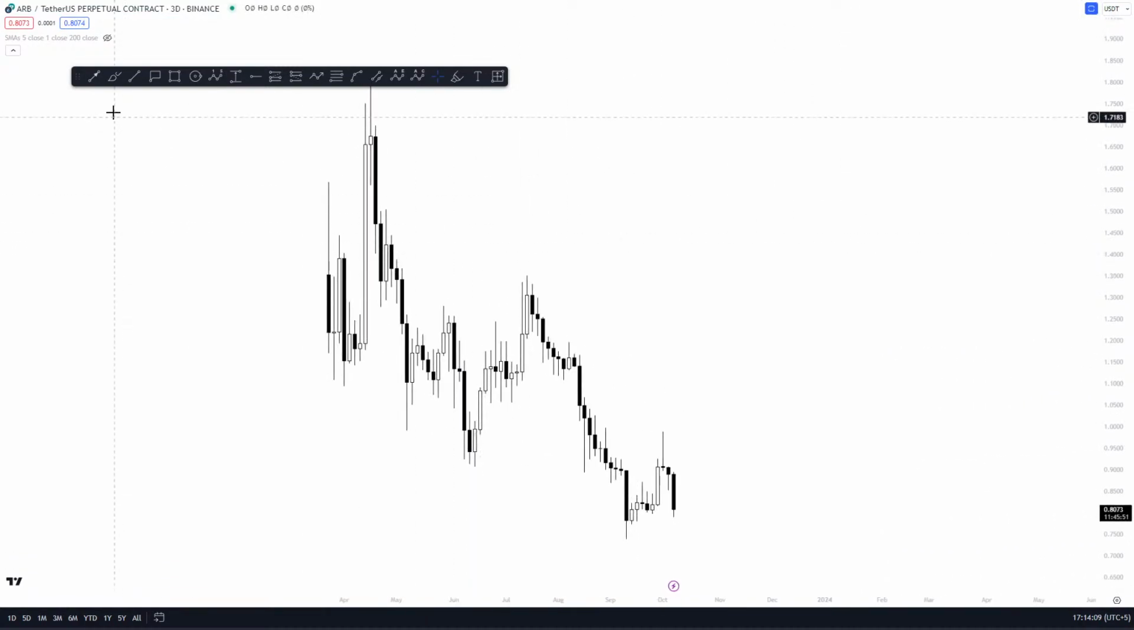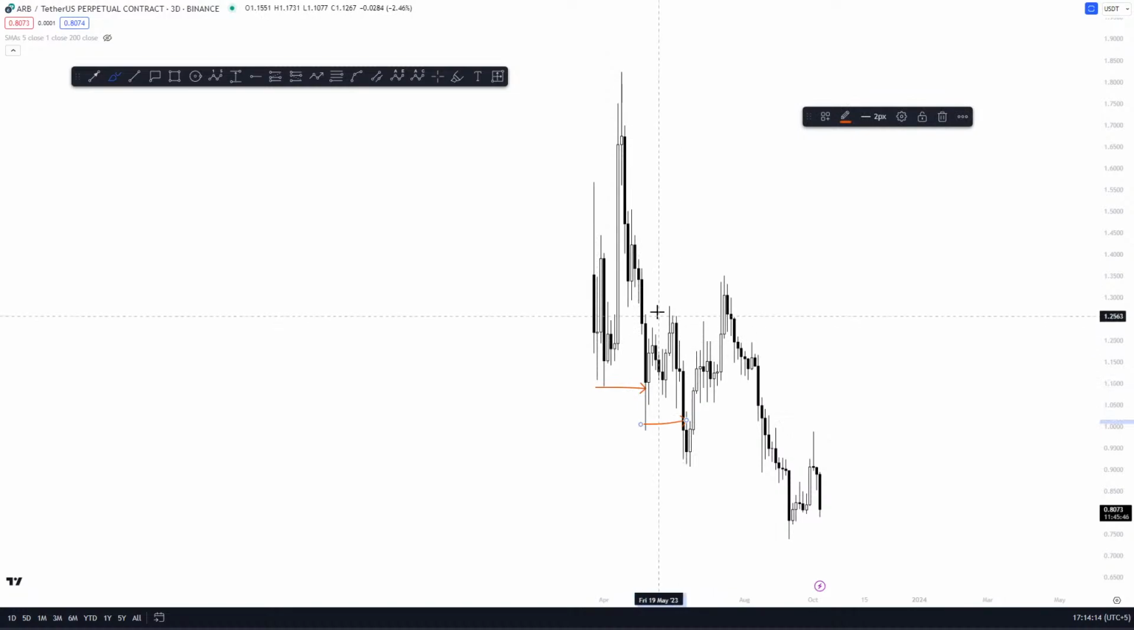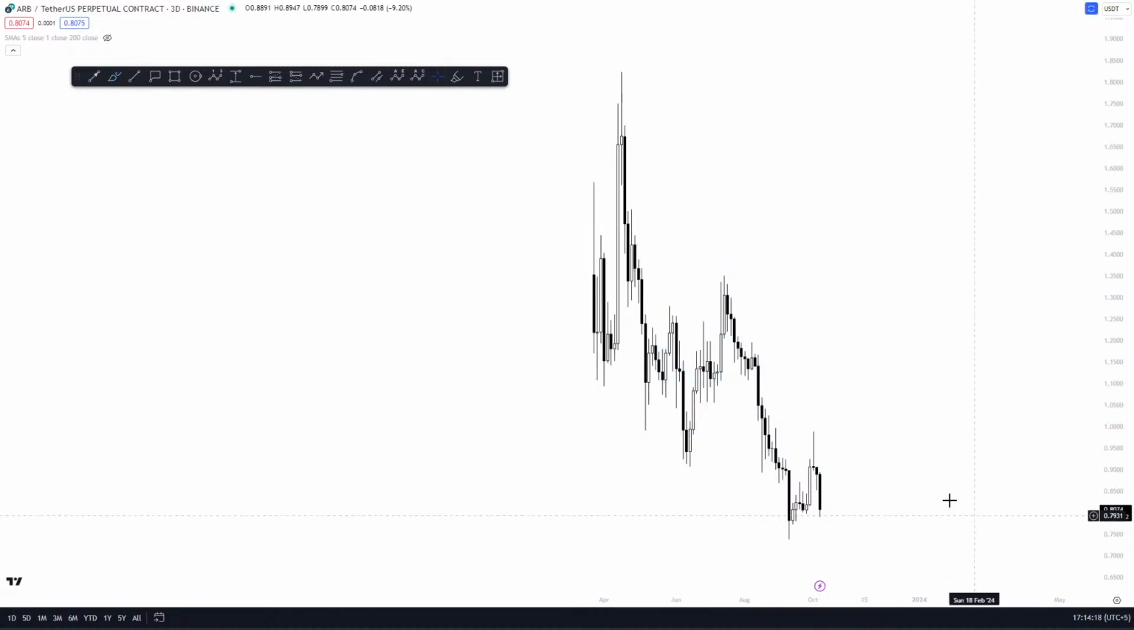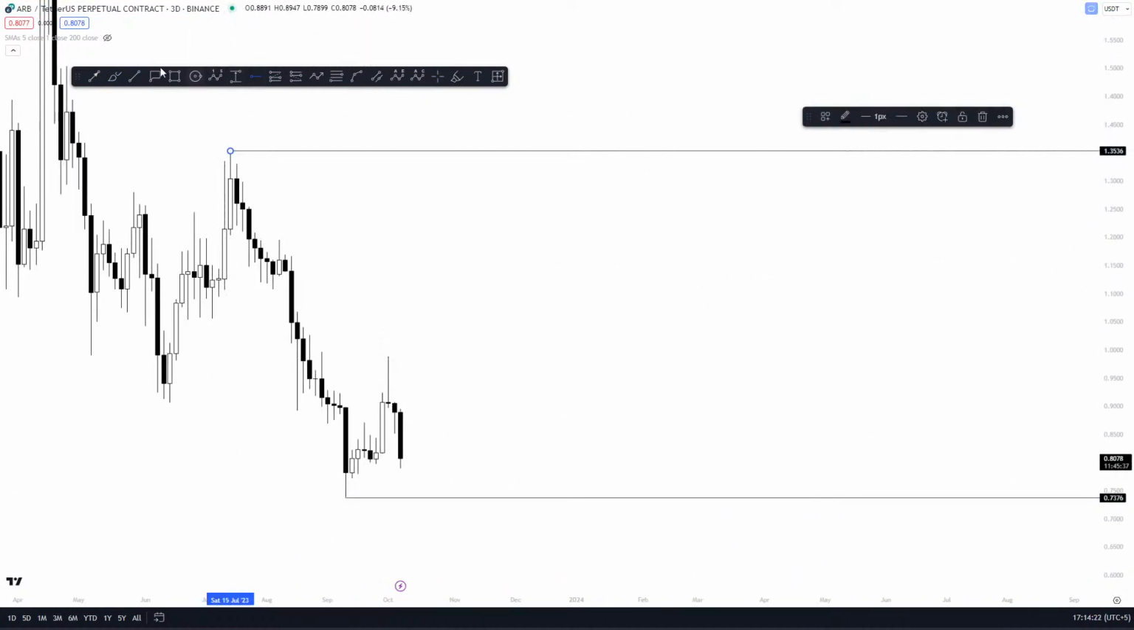You can clearly see that the structure is bearish. Once, twice, it moves, meaning high, low, perfect, like this.